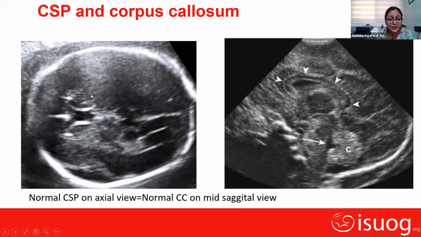But if my CSP is not looking good, not looking healthy, then I have to go for another plane. I have to look at the mid-sagittal plane and see whether the corpus callosum is good or not, whether it measures normal or not, and whether the vermis looks good or not. So this plane becomes so important. This is an indirect measurement. The CSP is an indirect assessment of the corpus callosum. In agenesis of corpus callosum, you won't find a good CSP.